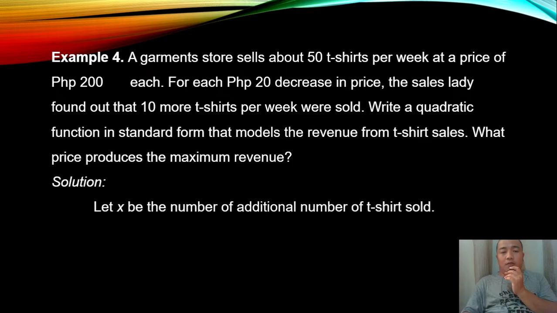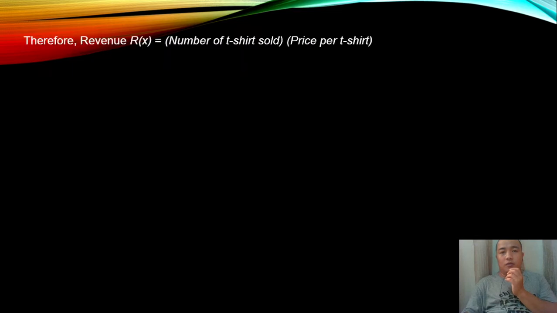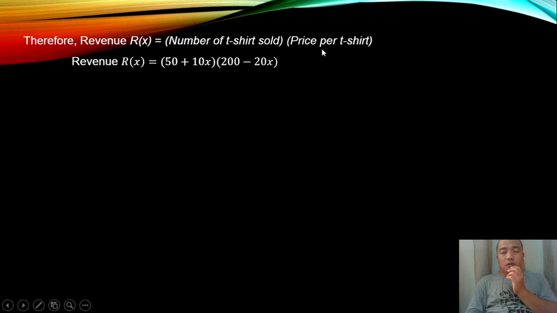Solution, let x be the additional number of t-shirts sold. And you know that revenue R of x equals price per unit times the number of units sold. This is our formula. Revenue R of x equals number of t-shirts sold times price per t-shirt. So the number of t-shirts sold is 50 plus 10x, while the price per t-shirt is 200 minus 20x. We're going to multiply that by FOIL method. So we have negative 200x squared plus 1000x plus 10,000.